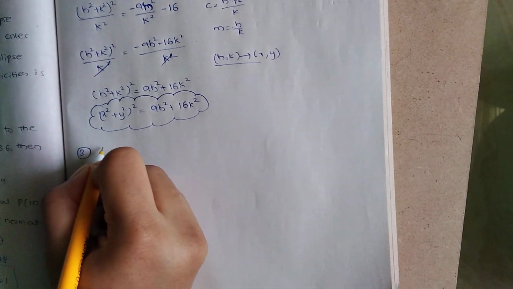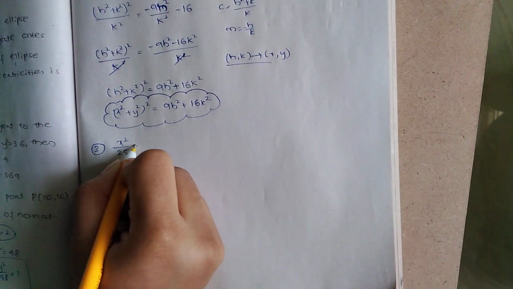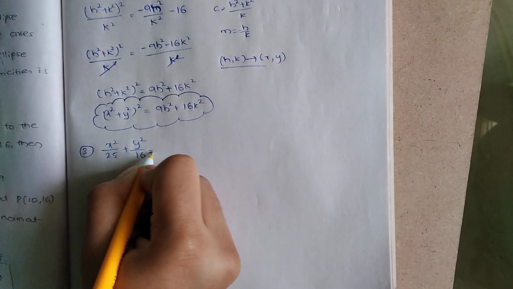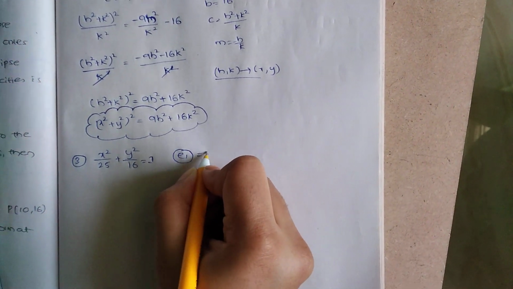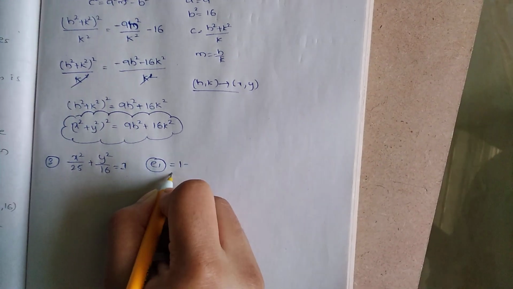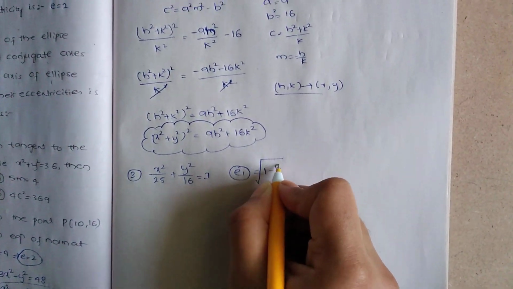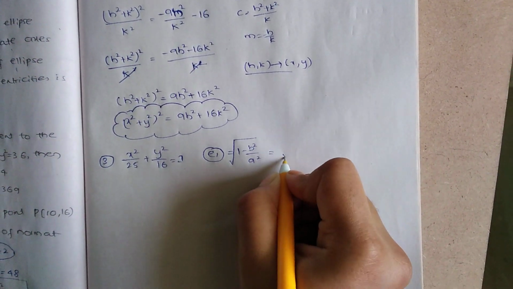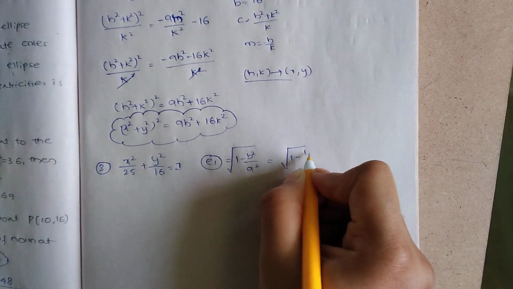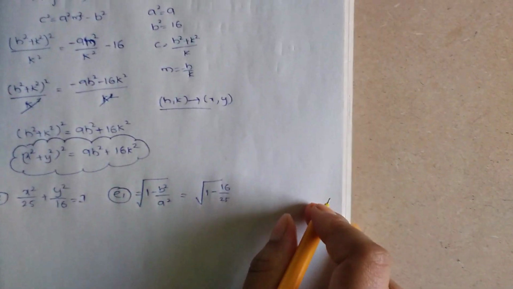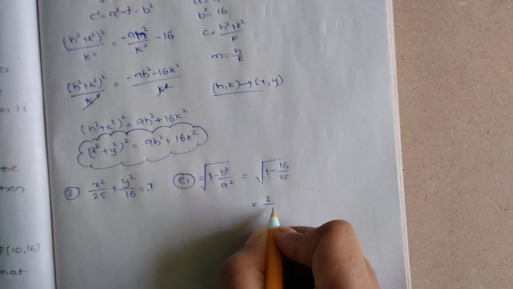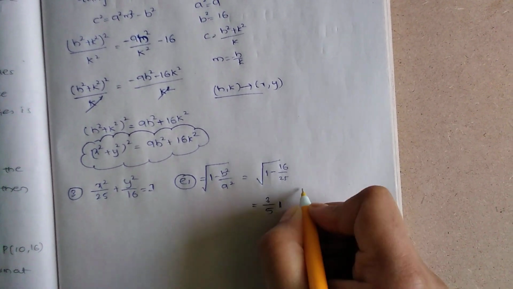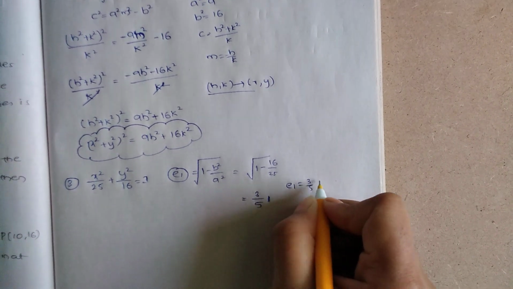See, let's find the eccentricity of the ellipse first. I'm taking e1 as the eccentricity of the ellipse. What is the formula? Under root 1 minus b square by a square. What do you get? 1 minus 16 by 25. Yes, 1 minus 16 by 25. Under root 9 is 3, under root 25 is 5. So e1 we got as 3 by 5.